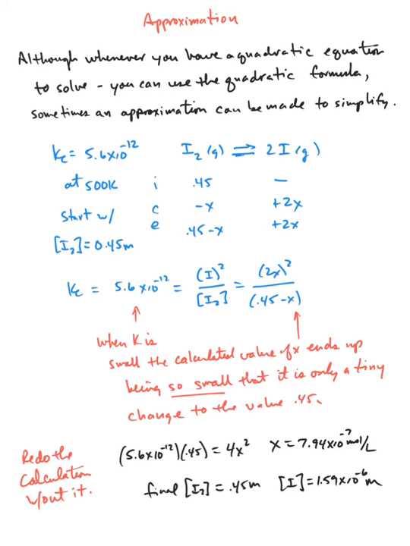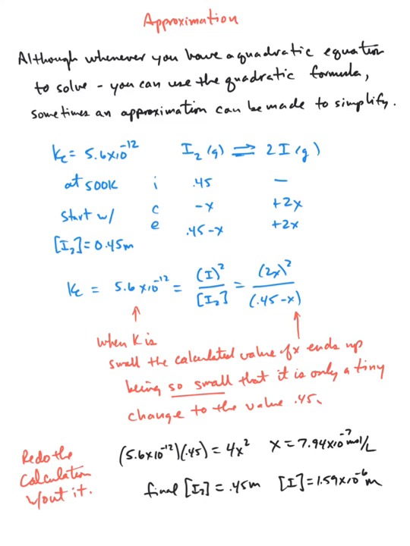Now sometimes you're allowed to make an approximation. Although whenever you have a quadratic equation to solve, you can use the quadratic formula, sometimes an approximation can be made to simplify. So for this one, I've got iodine, I2 gas, in equilibrium with 2 iodine atoms. So I've got 0.45 minus x, plus 2x.